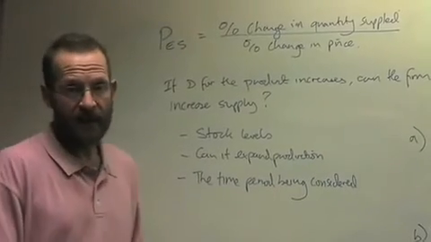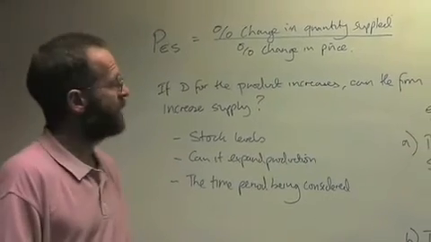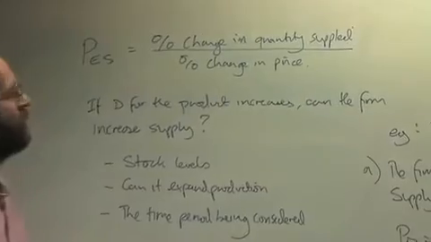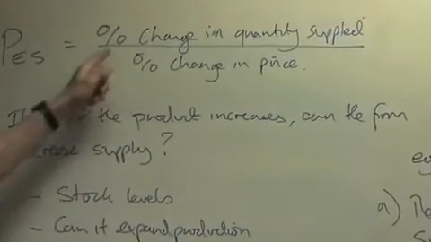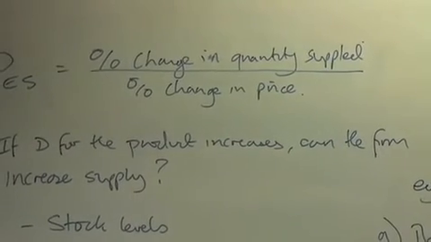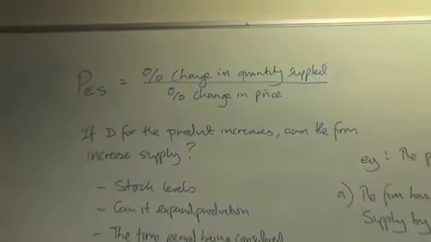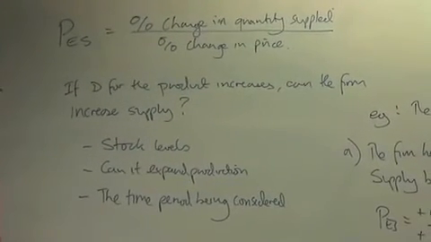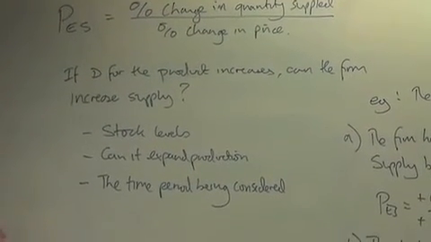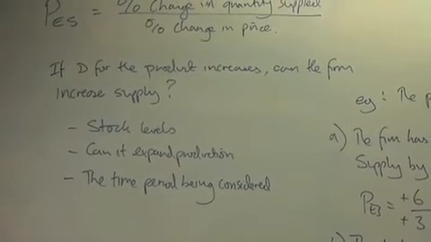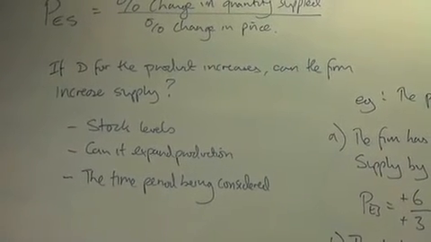The last elasticity you need to know anything about in AS economics is price elasticity of supply. First thing, the formula: percentage change in quantity supplied over percentage change in price. This time, what we're asking is, if demand for a product increases, can the firm readily increase supply? Will it be able to supply a lot more as the market changes, or will it not? Well, it depends really upon three things.